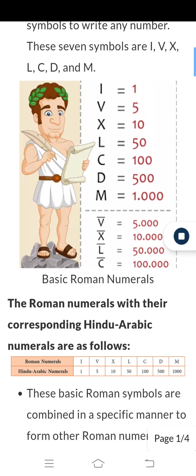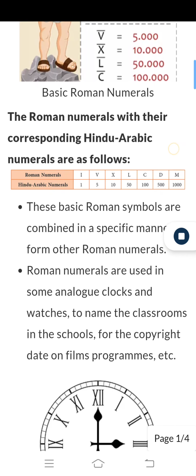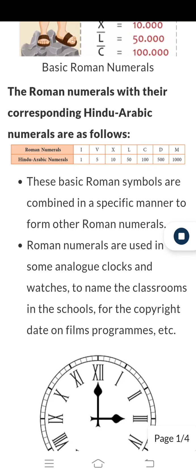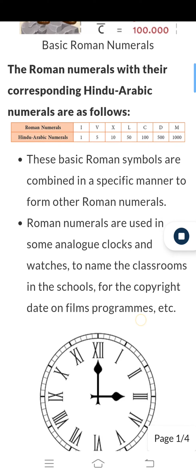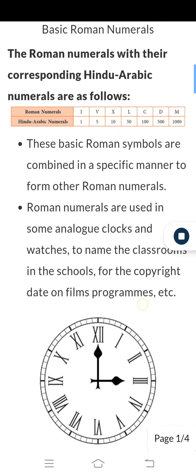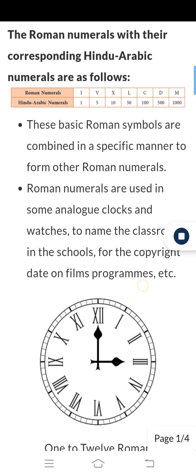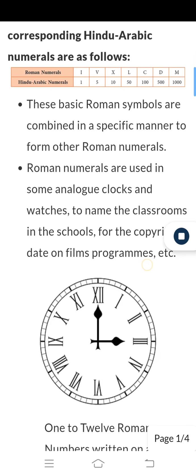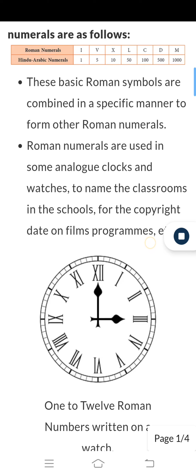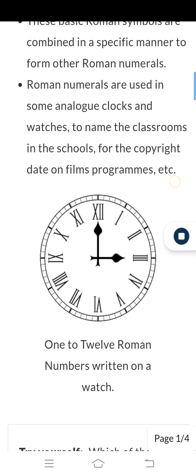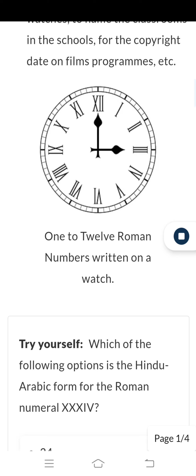Basic Roman numerals. The Roman numerals with their corresponding Hindu Arabic numerals are as follows. These basic Roman symbols are combined in a specific manner to form other Roman numerals. Roman numerals are used in some analog clocks and watches, to name the classrooms in schools, and for the copyright date on films, programs, etc. 1 to 12 Roman numbers written on a watch.